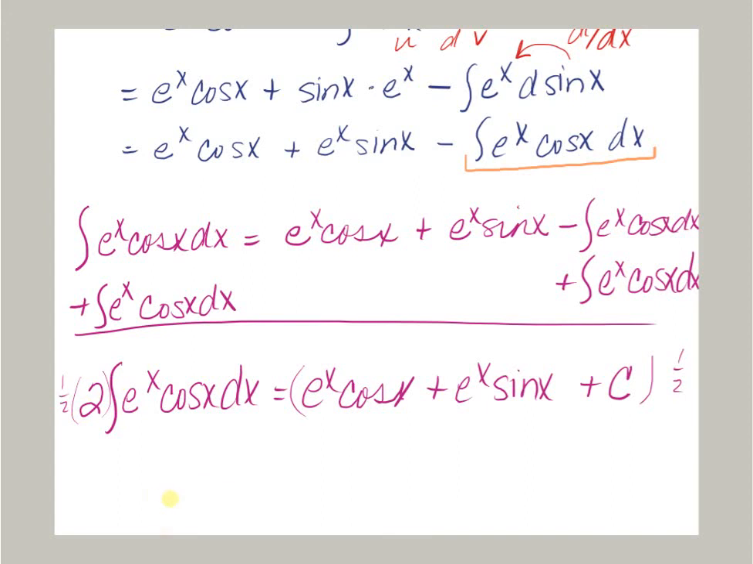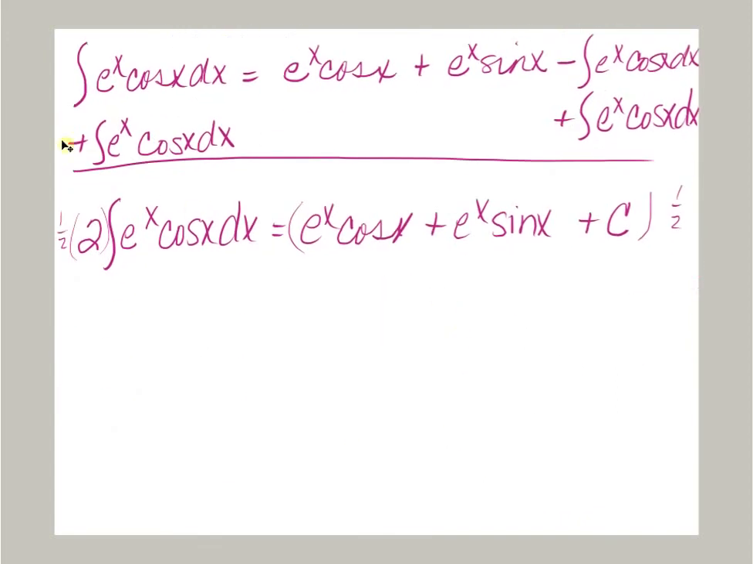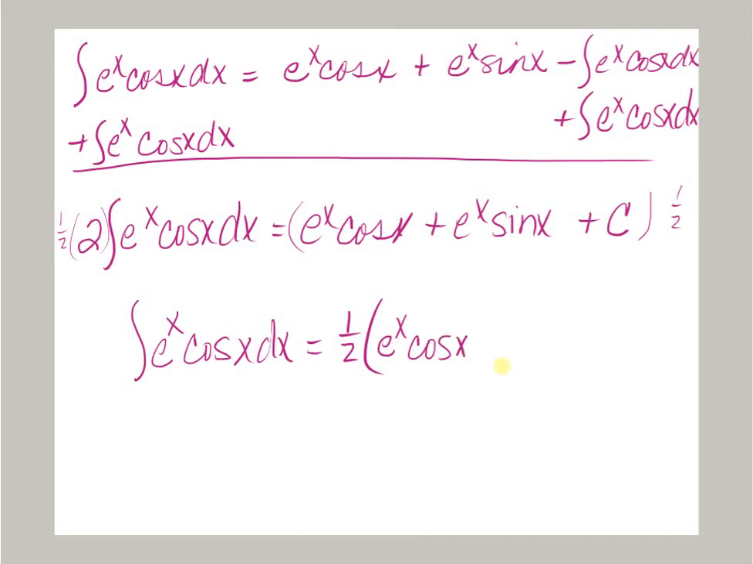So now I know that the final answer is that the integral of e to the x cosine of x with respect to x is half e to the x cosine x plus e to the x sine x plus a constant.